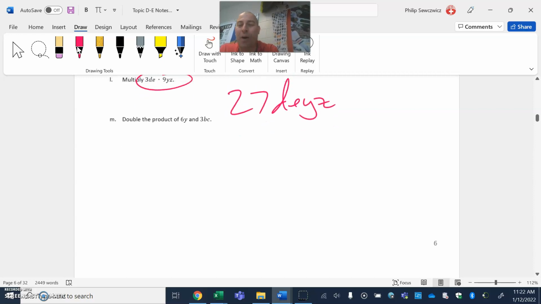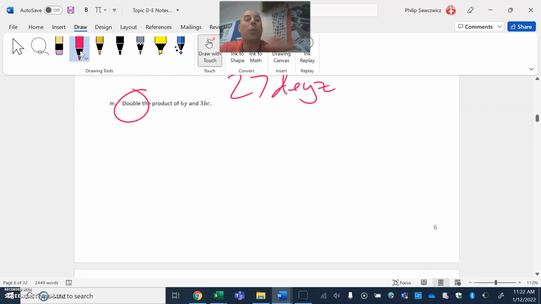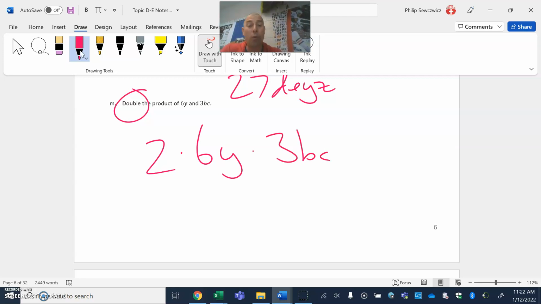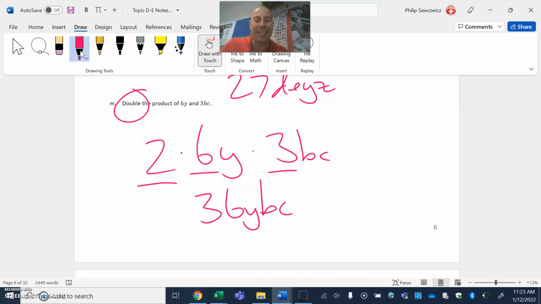Then here's the last one. We want to double it. So when we double something, we are timesing it by 2. The product does mean to multiply. So we want to multiply 6y times 3bc. And again, what we're keeping in mind is I can multiply the numbers together. 2 times 6 is 12. 12 times 3, hey, that's 36. And then letters up against each other. So y, b, c. Technically, we like the letters in alphabetical order. So we like to see 36bcy. But at this stage of the game, we're not going to nitpick on it.